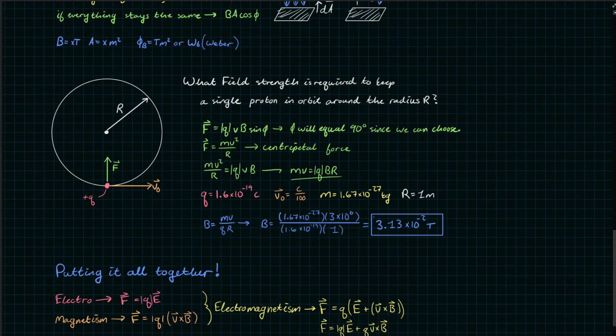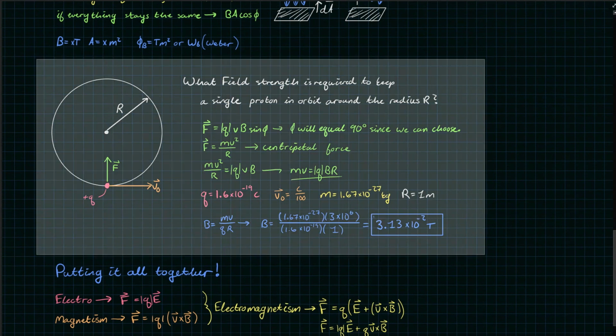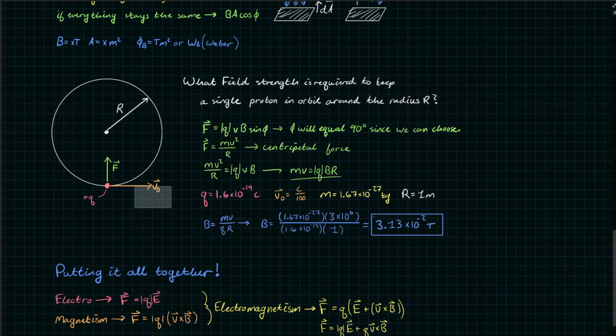So here's a bit of a practice problem. What field strength is required to keep a single proton in orbit around the radius r? If we are given the initial velocity and we are given the charge, right? And we're given the radius, we need to find F that will sustain that orbit, and thus we'll find B, which will produce F.